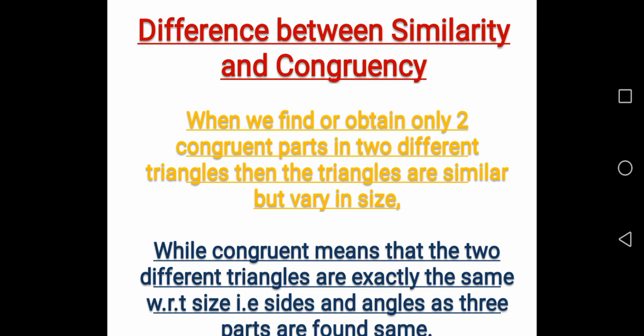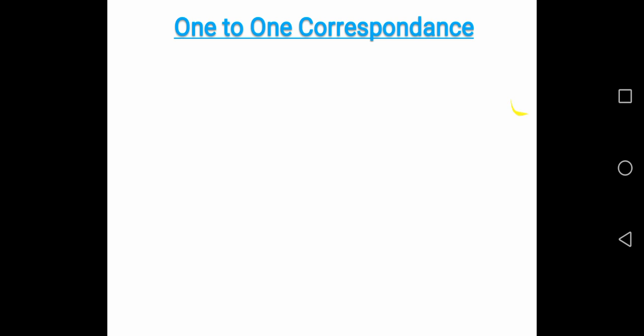जब कोई triangles के अंदर within two triangles, if the three things are being equivalent, then we can say that the triangles are congruent. Understood? Now one to one correspondence, let us see this how.